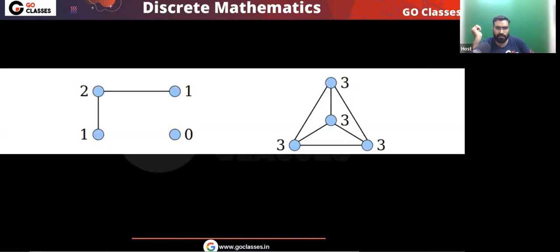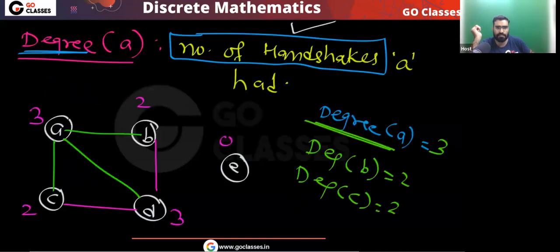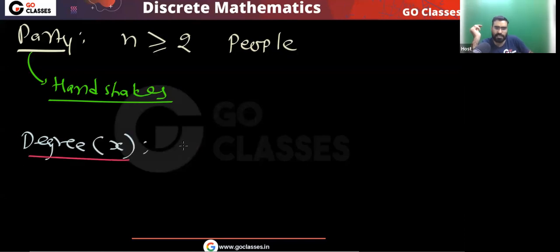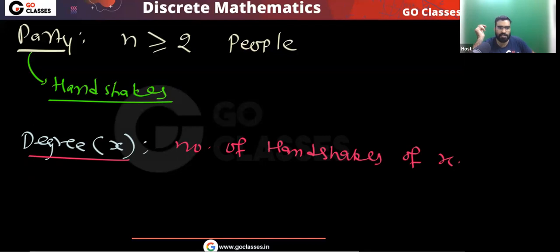So this degree word I'm defining, remember, the degree of any vertex X means the number of handshakes of X. Okay, this is the simple point. Now, in this party, tell me, what is the minimum degree and what is the maximum degree?